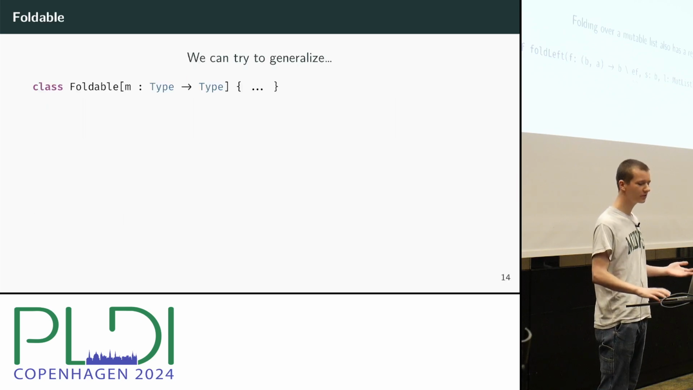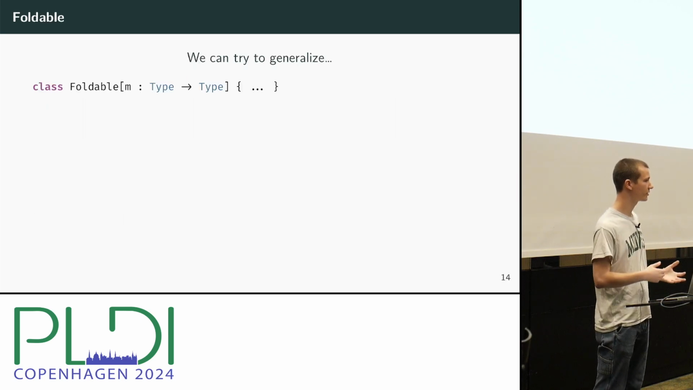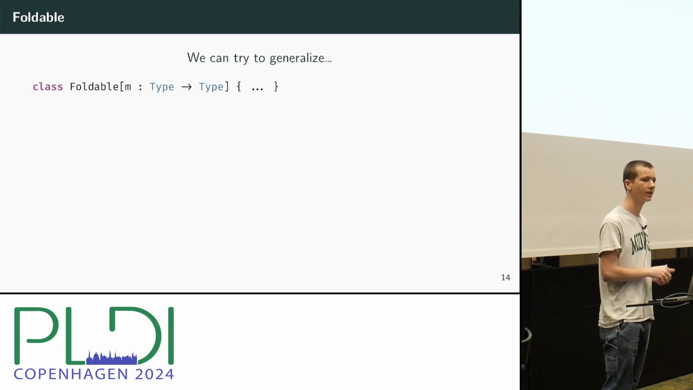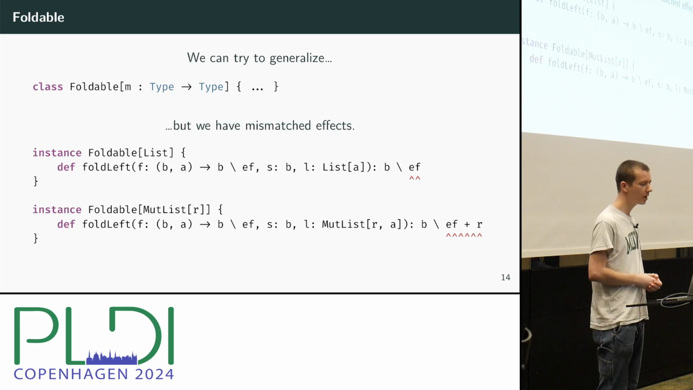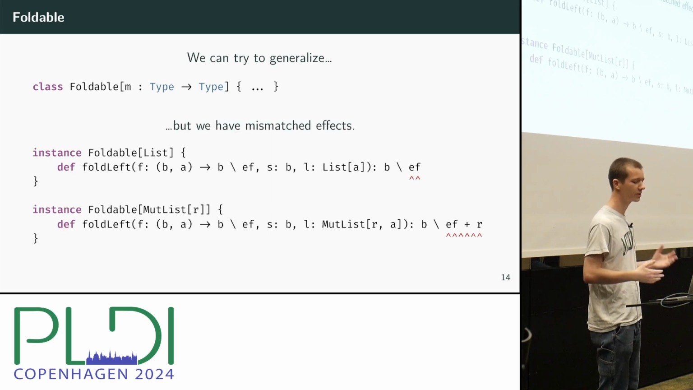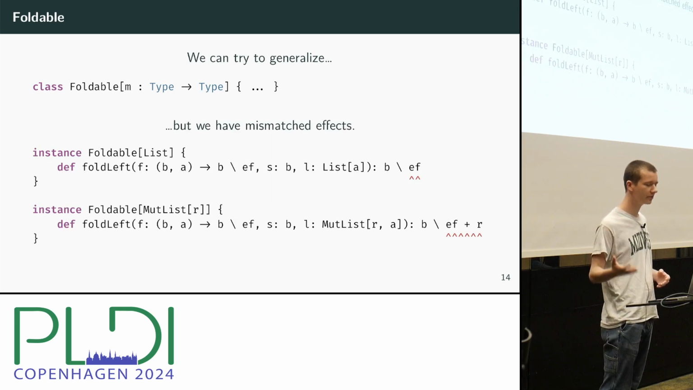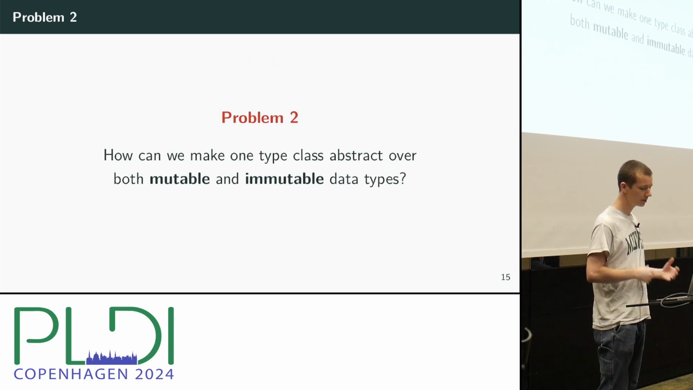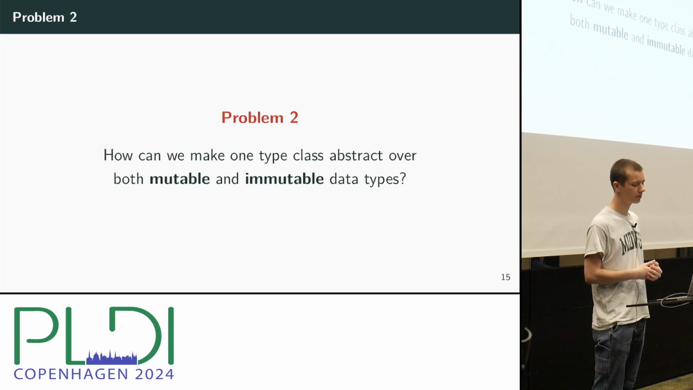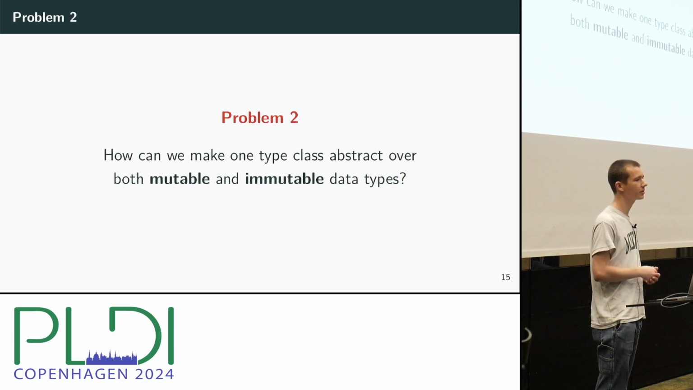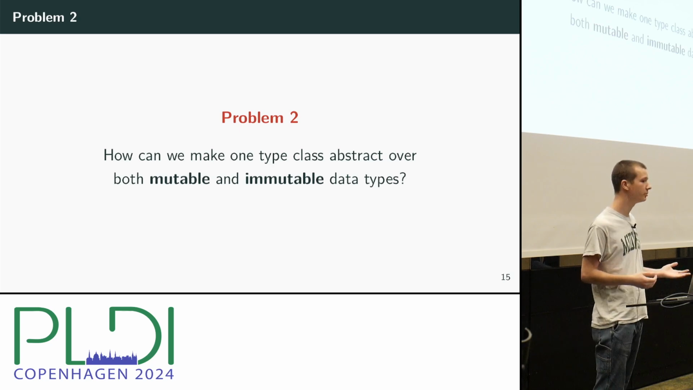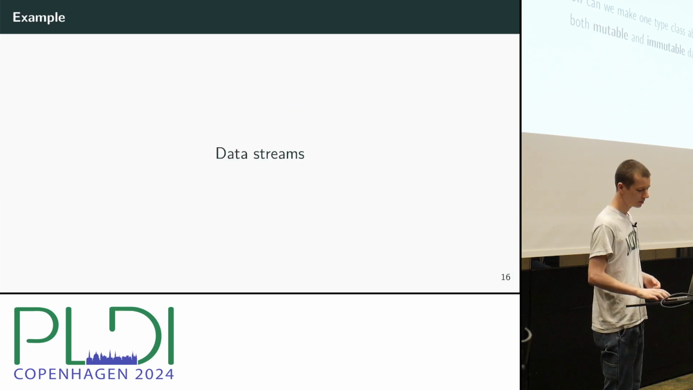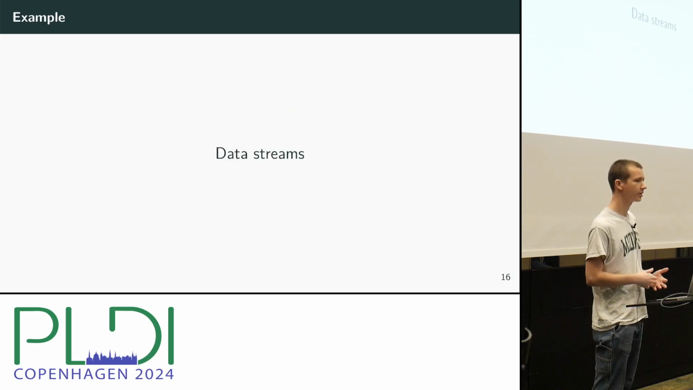So again, we have a similar problem. If we want to generalize this folding operation, say with a type class Foldable, then we end up with a problem because we have these mismatched effects. One of them is EF, and one of them is EF plus R. So again, more generally, the problem that we have is how can we make one type class abstract over both mutable and immutable data?